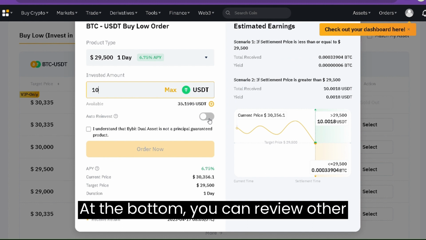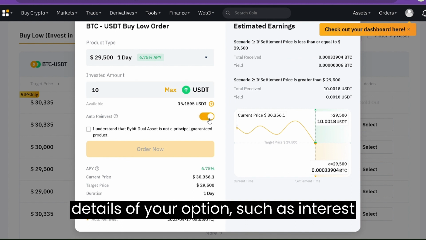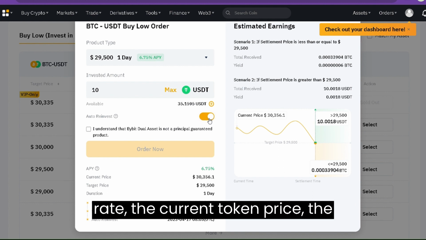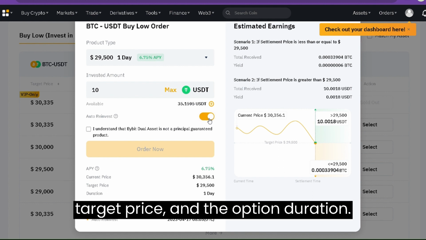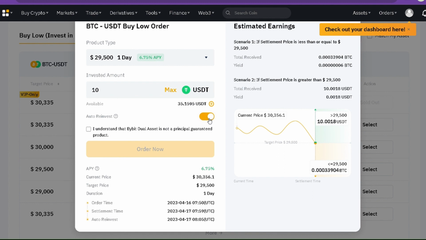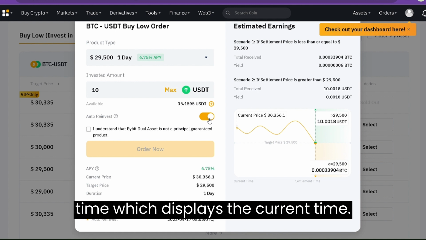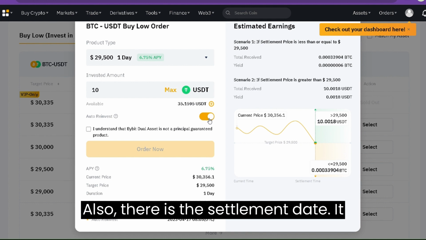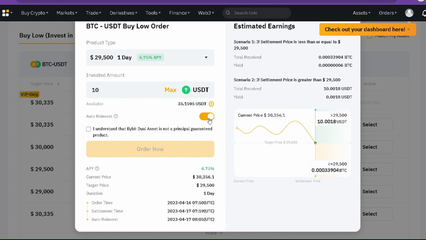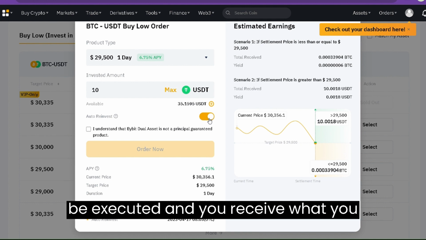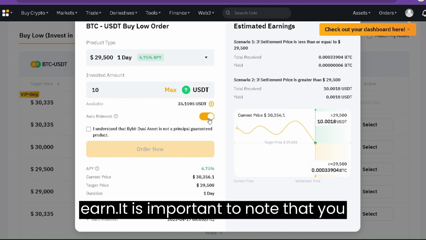At the bottom, you can review other details of your option, such as interest rate, the current token price, the target price, and the option duration. Additionally, you will see your order time, which displays the current time. Also, there is the settlement date. It refers to the time when your order will be executed and you receive what you earn.